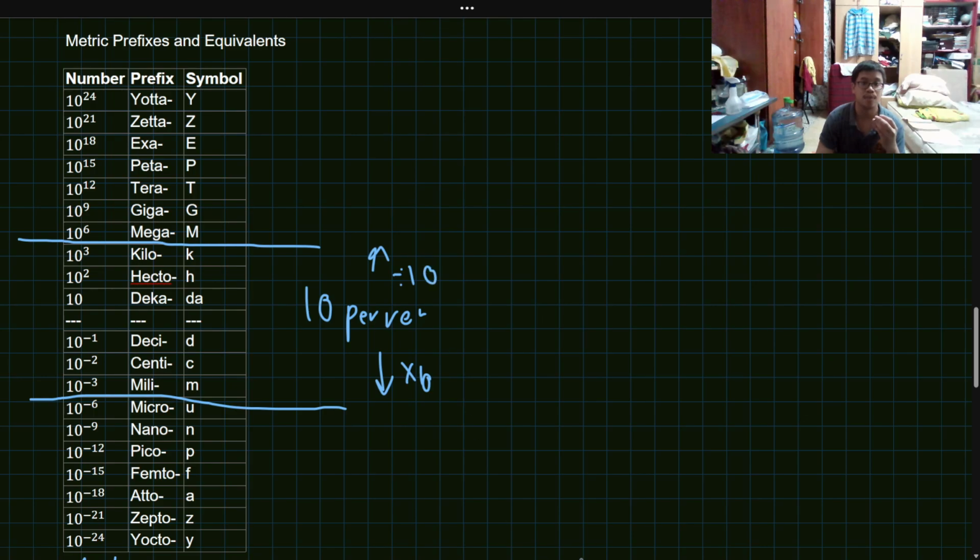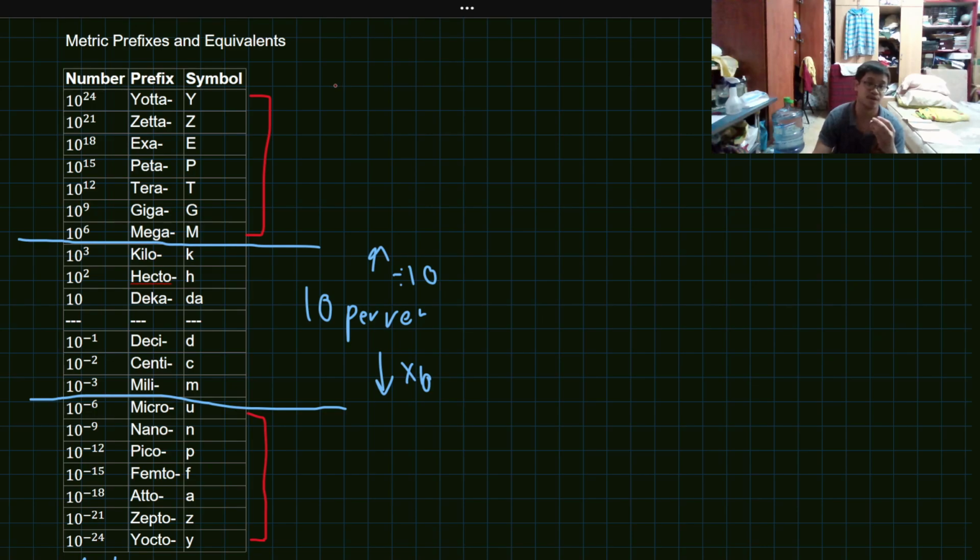Now, how about beyond kilo and beyond milli? What if we're talking about this way? It's almost the same. When you go up, you divide. When you go down, you multiply.